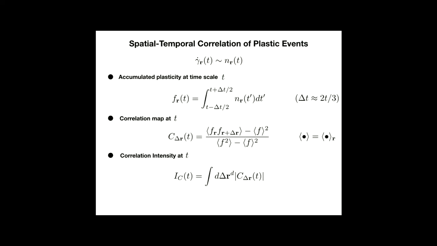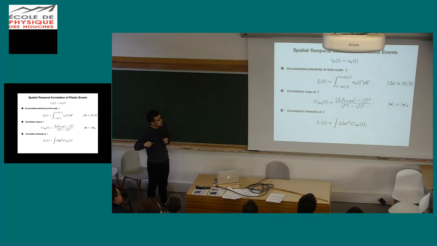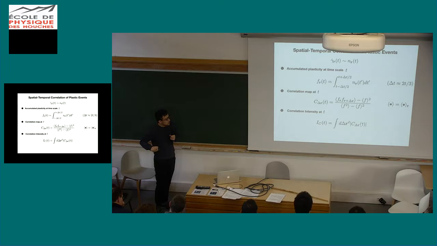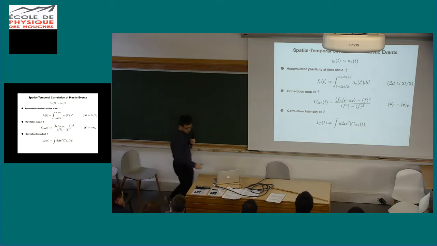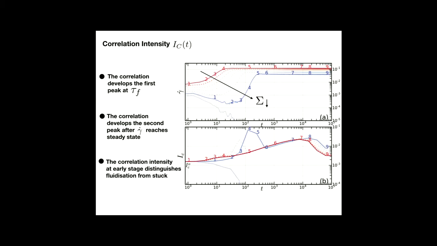And then we study with the spatial model some spatial correlation of plastic events. We define for timescale t an accumulated plastic event map, the integral of local plastic events within a time interval around t, and do some correlation maps, and then define a correlation intensity just as the integral of the absolute value of this correlation map. And you can see the results here.